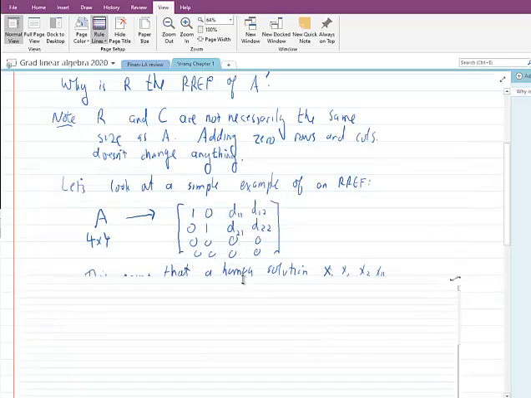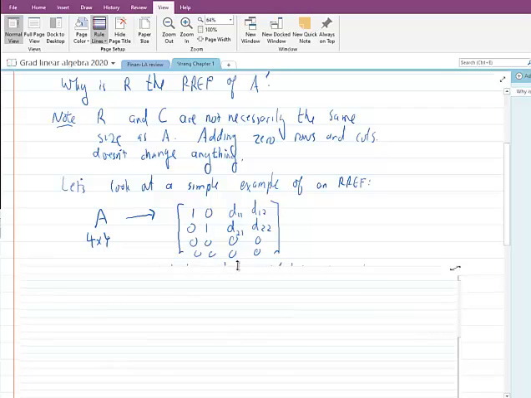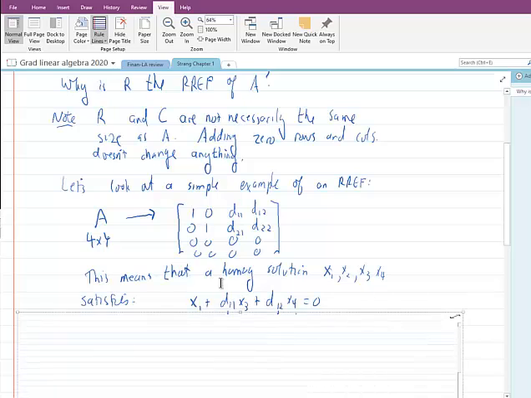Okay, let's look at a simple example of RREF. Suppose we have a 4 by 4 matrix, and it reduces to this RREF. That's possible. That would be the case if A has rank 2, that is, 2 linearly independent rows or 2 linearly independent columns. Now, what does this mean in terms of the homogeneous solution? We've seen before that you can get homogeneous equations out of this: 2 homogeneous equations.